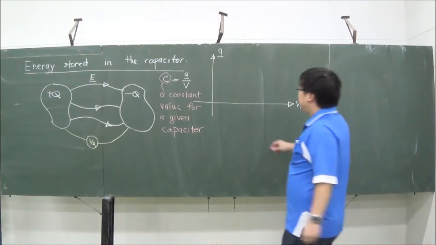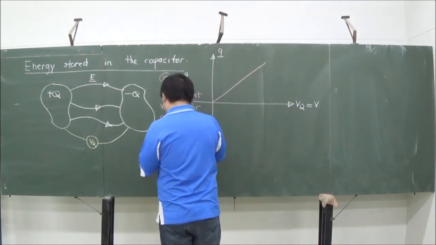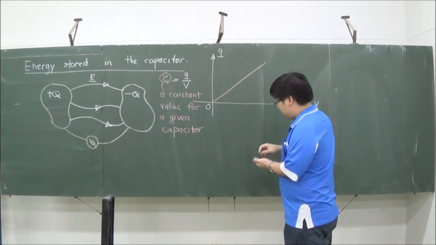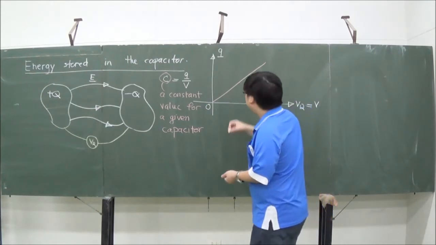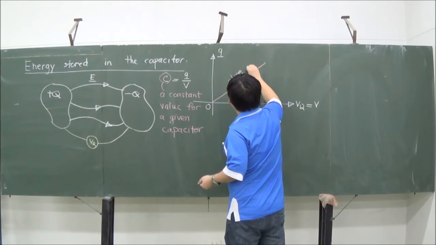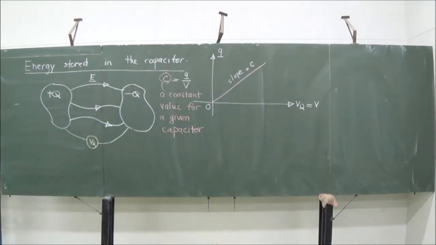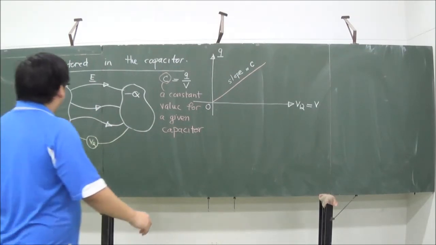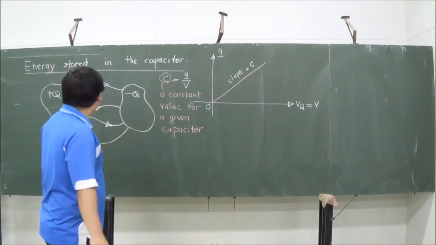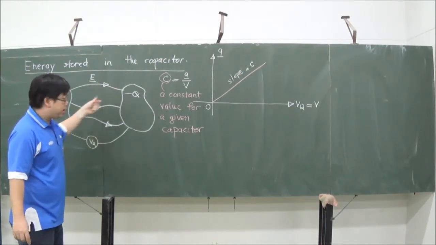So if you plot a graph of Q against V, you will have a straight line, and this straight line passes through zero. And no wonder the slope of this graph is actually the capacitance C. If we think about the energy stored in this capacitor, we have to talk about the work done in order to bring the charge Q across these two conductors.